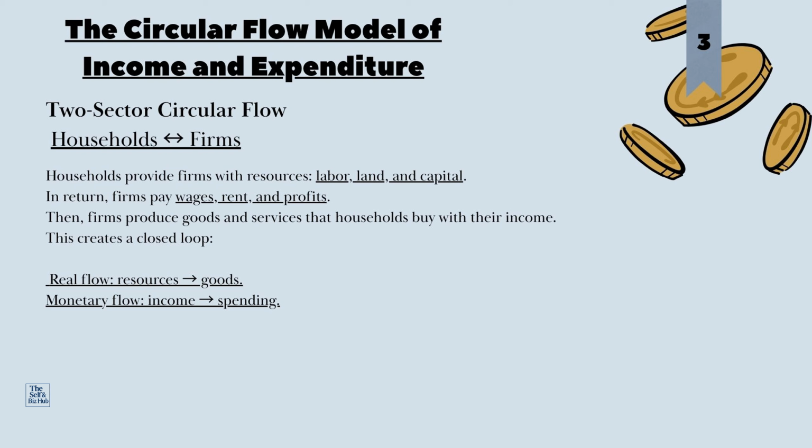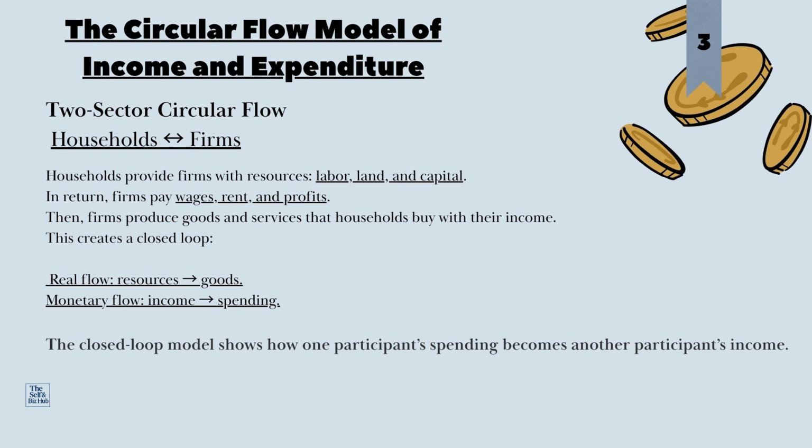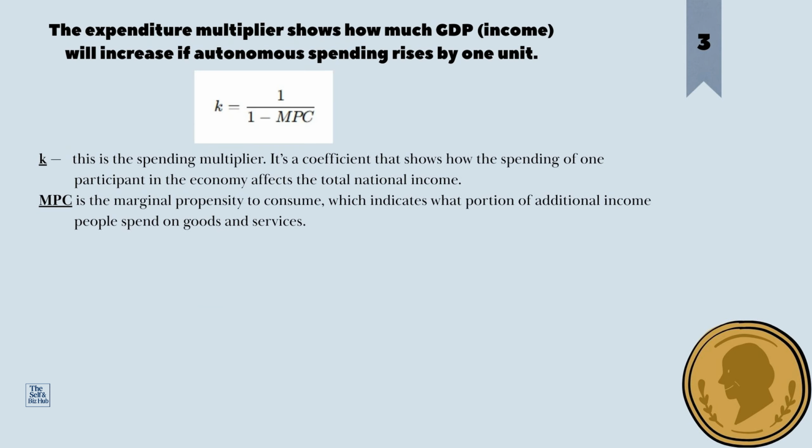The bakery pays the farmer. The bakery bakes bread, and the same farmer and other people buy that bread. The closed-loop model shows how one participant's spending becomes another participant's income. To measure how strongly these expenditures stimulate the economy, we use the spending multiplier.